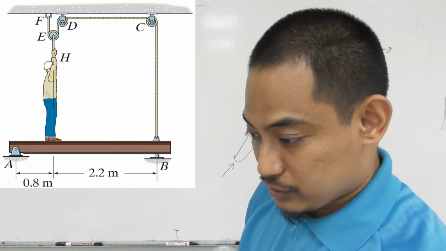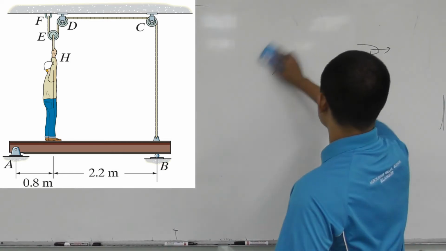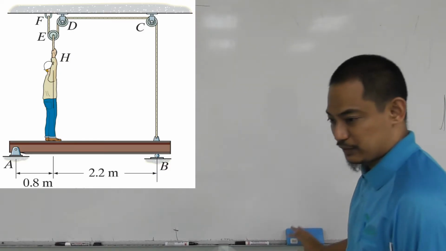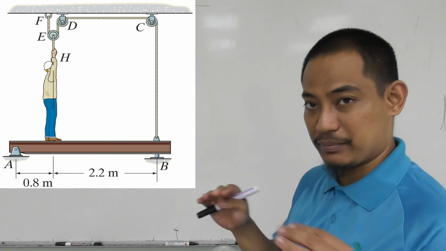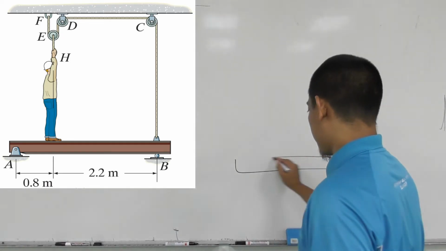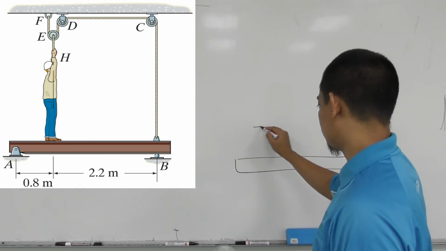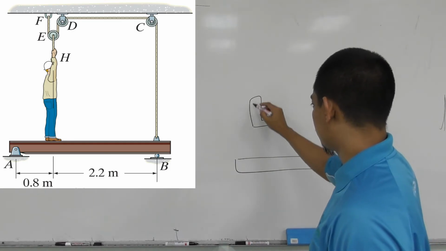Alright, so what element do we have here? The first one is the beam on the bottom there, right? So you consider just the beam there, right? And then there's the guy standing on this one.